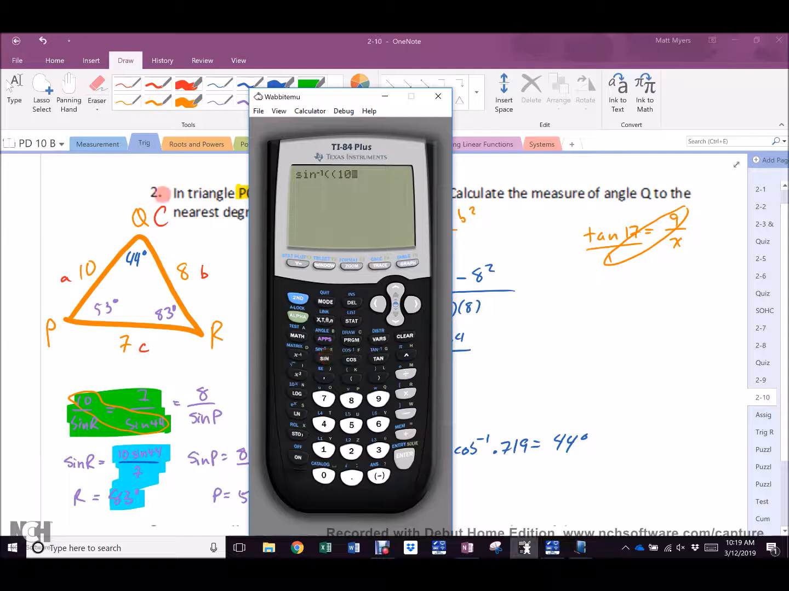10 sine 44. And then I close the 44 bracket. And then I close the top bracket because I need the shift sine of all of 10 sine 44. Then I divide by what? 7. And then I must close the last bracket because I need the shift sine of all of that. 83.